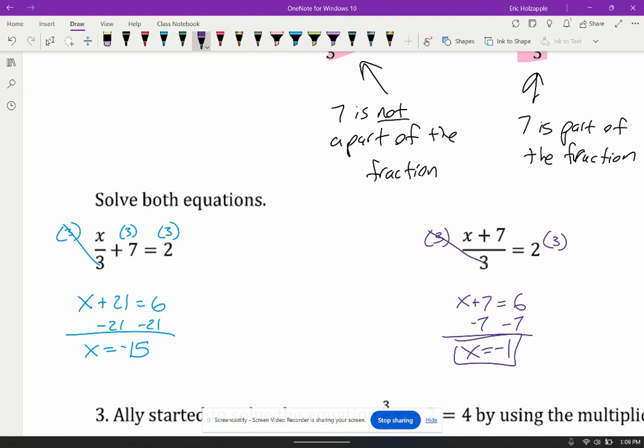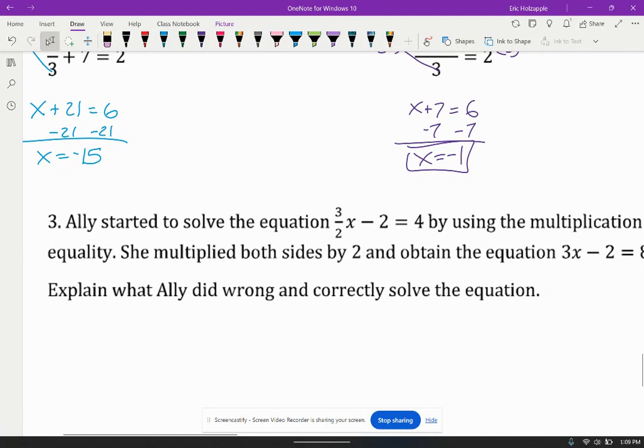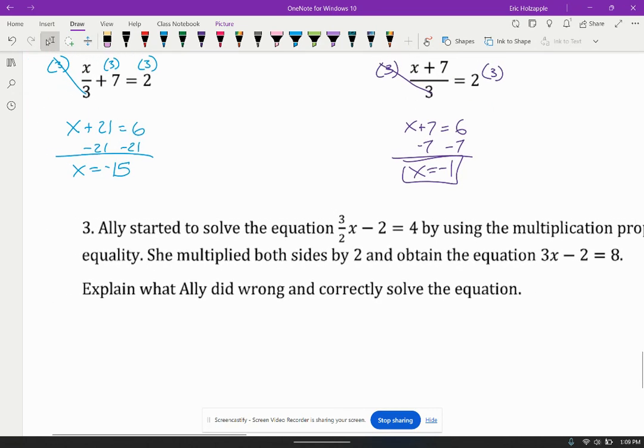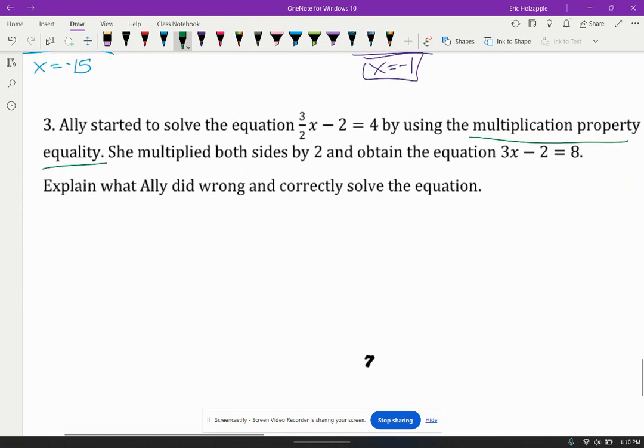So you can see that 7 being not a part of the fraction on the left, but being a part of the fraction on the right makes it into a very different problem. As we look at our last one here, Ali started to solve the equation 3 over 2x minus 2 equals 4 by using the multiplication property of equality. So remember, that means she took a number and multiplied everything on both sides. So in this case, she chose to multiply the 2 and obtain the equation 3x minus 2 equals 8. Explain what she did wrong and then solve it correctly.